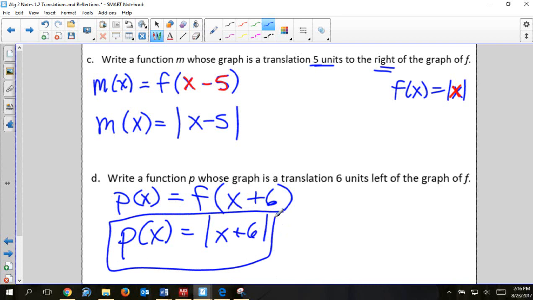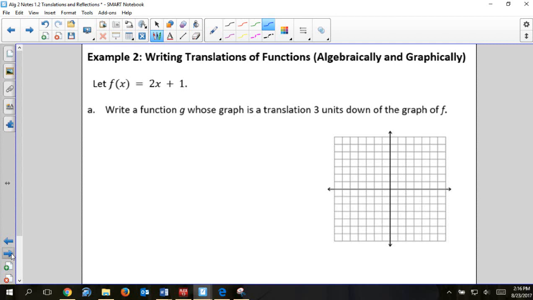All right. Now we're going to make it a little bit more complicated. Example 2, f of x is now 2x plus 1. So f of x is not a parent function anymore, it's just a function. And we're going to write a function g whose graph is a translation 3 units down of the graph of f. So we're going to do this graphically and algebraically.